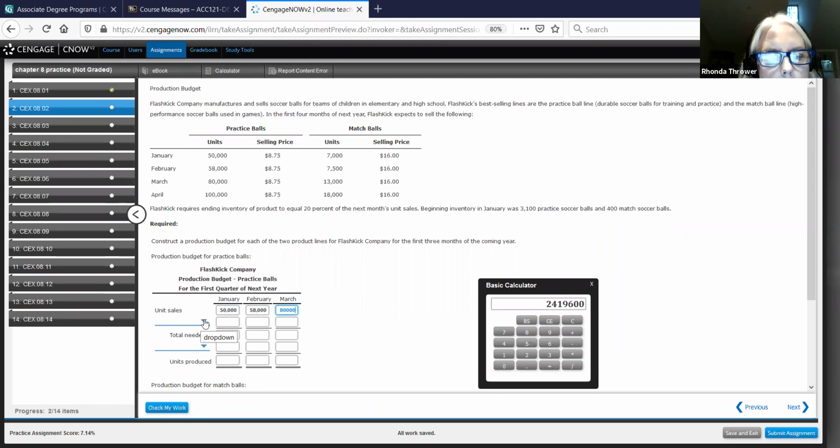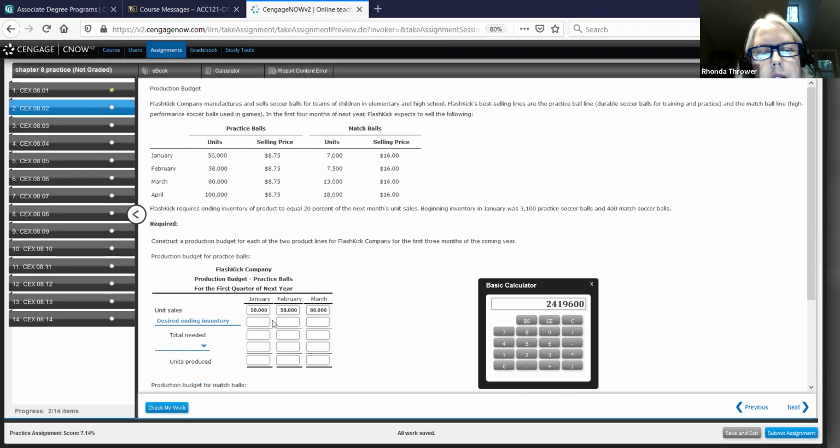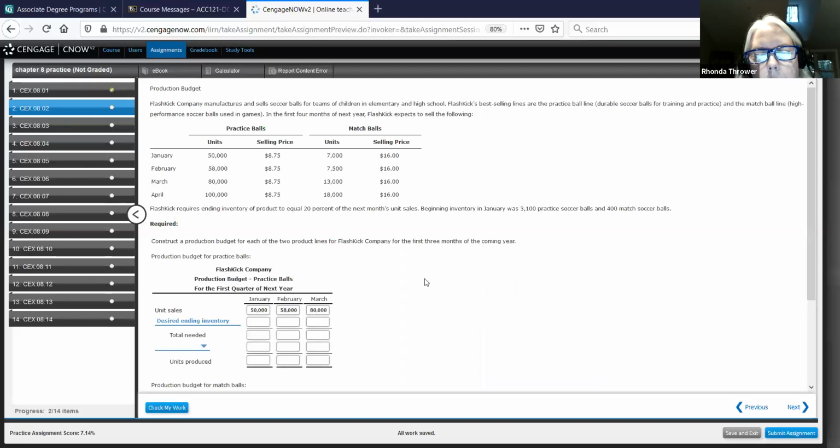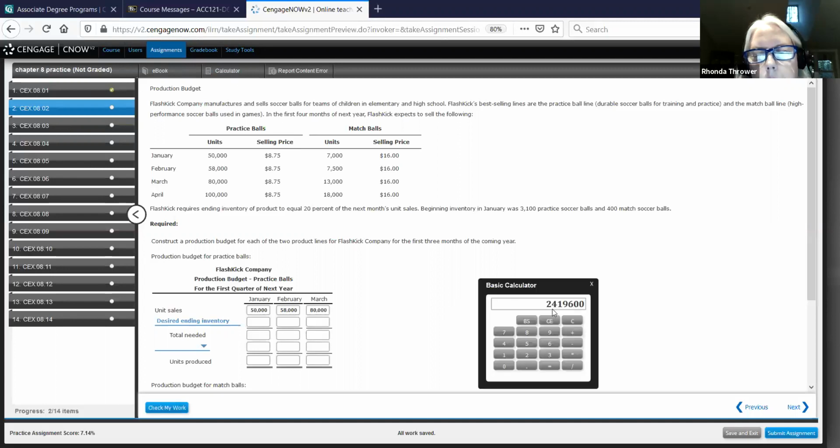And to the unit sales, we're going to need to add our ending amount of inventory that we're requiring. And it says Flashback requires ending inventory of products to equal 20% of the next month's sales units. So we're going to add back in the desired ending inventory on the production budget. And then I'm going to look at February sales. That's next month's sales. It's going to be equal to 20% of that. So they kind of threw that little thing in there for you.